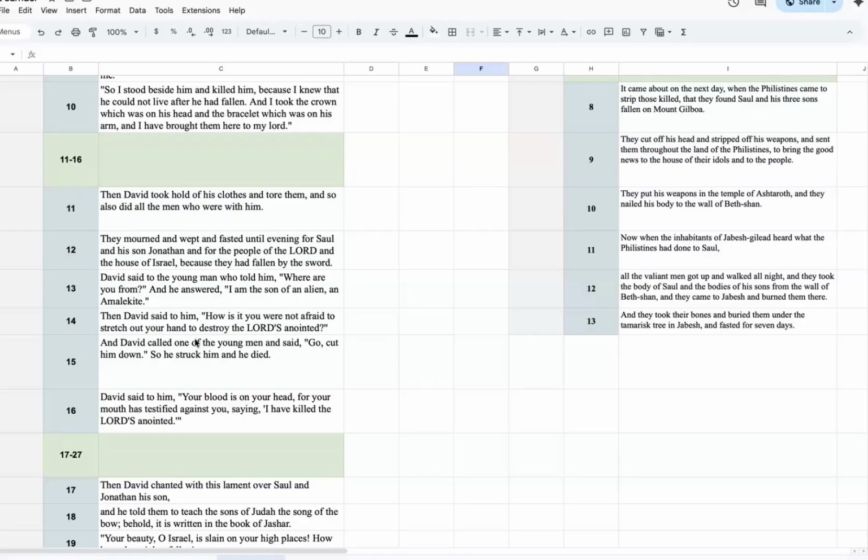100%. Yes. And just elders in general, I think. So this was definitely hitting all these points, and there's a lot of application just with this little no-name Amalekite.